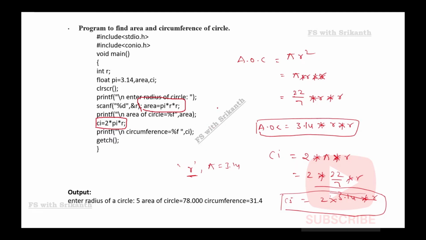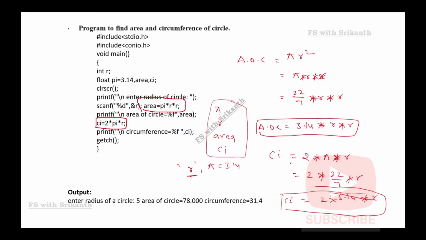What are the 4 variables? First pi, second radius, and when we are doing the area of a circle we require one more variable, that is area. And when we are doing the circumference of a circle, that is Ci. Totally how many variables do we require? 4 variables.